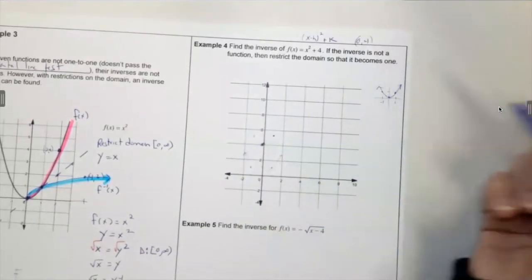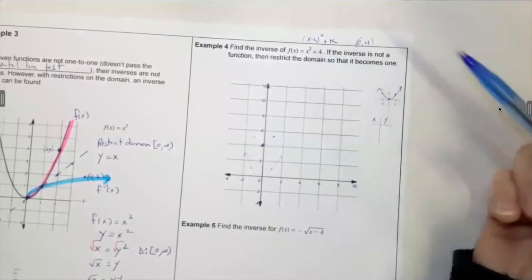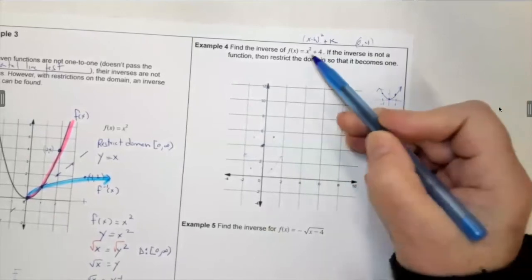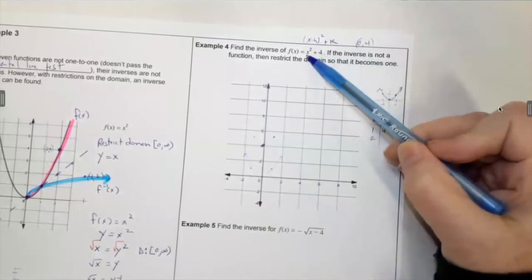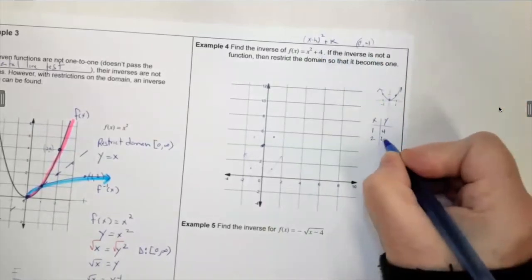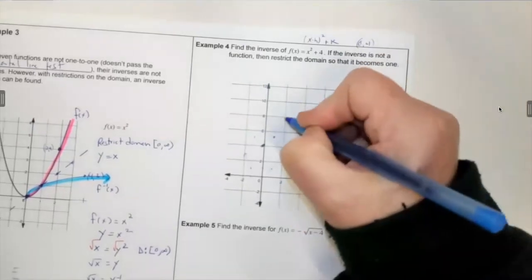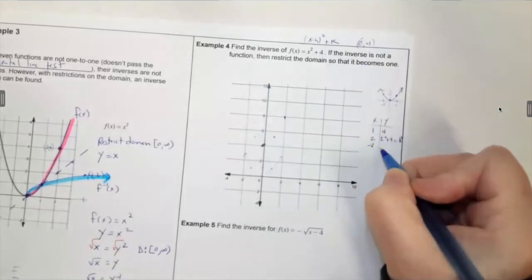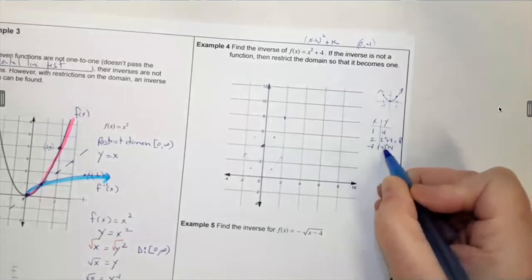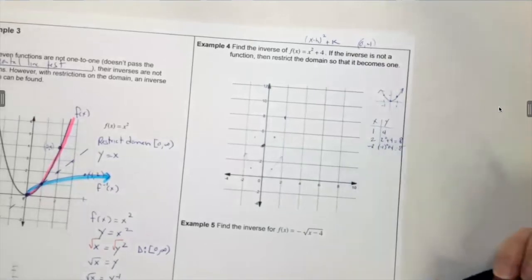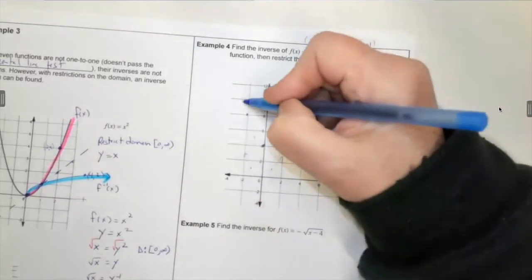I could do a table of values. When x is 1, 1 squared is 1 plus 4 is 5. When x is 2, 2 squared is 4, plus 4 would be 8. At 2, we get 8. Just looking for some guiding values. At negative 2, negative 2 squared plus 4 is the same thing. Negative 2 squared is 4, and 4 plus 4 is 8. At negative 2, we're also at 8. Some guiding points here.